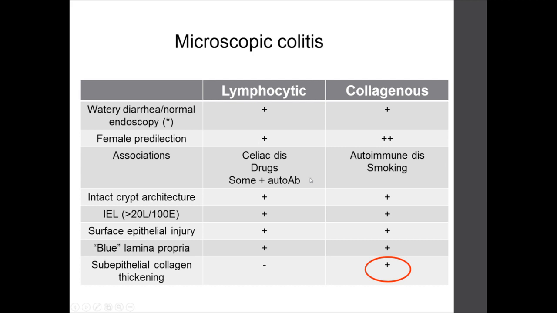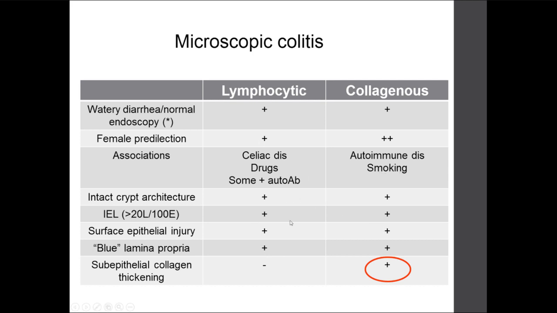Lymphocytic colitis patients can sometimes have positive autoantibodies like ANA. In collagenous colitis, up to 40% of patients have an underlying autoimmune disease. That can be celiac disease or Hashimoto's thyroiditis or many others. There's also an association with smoking.